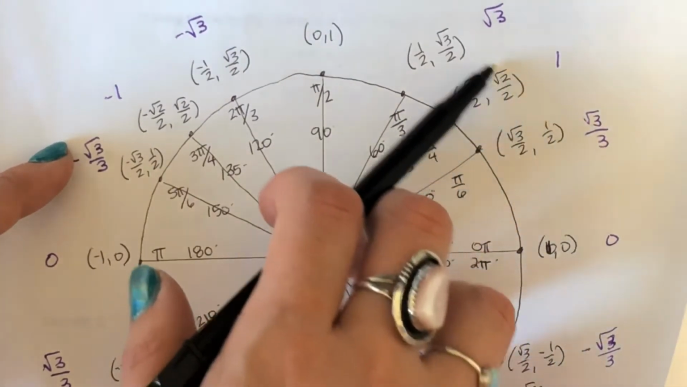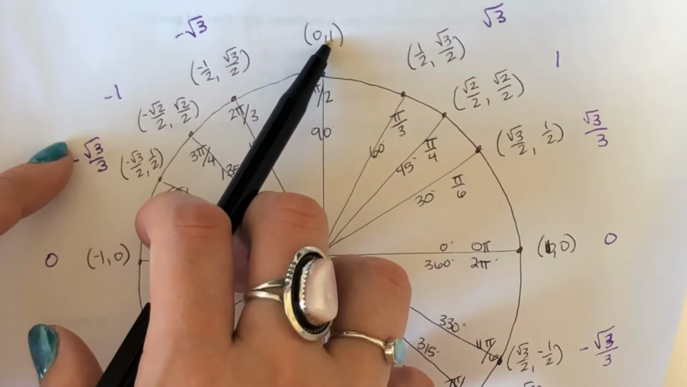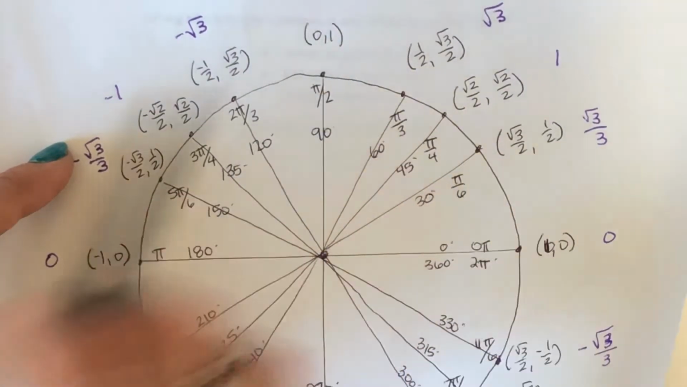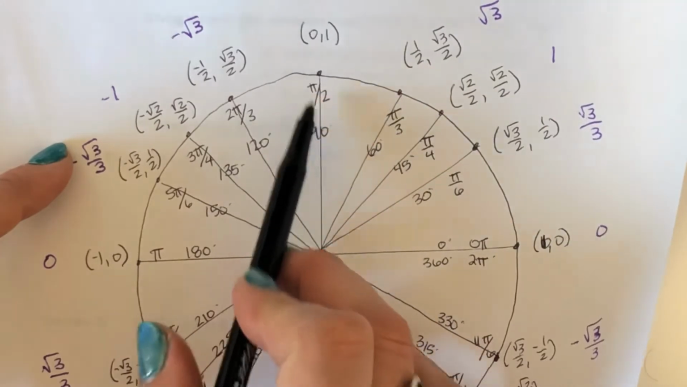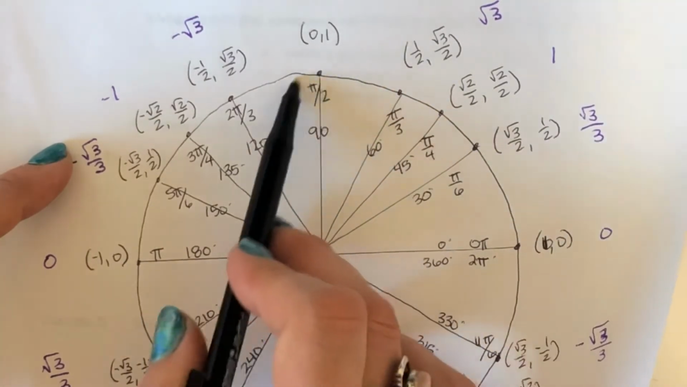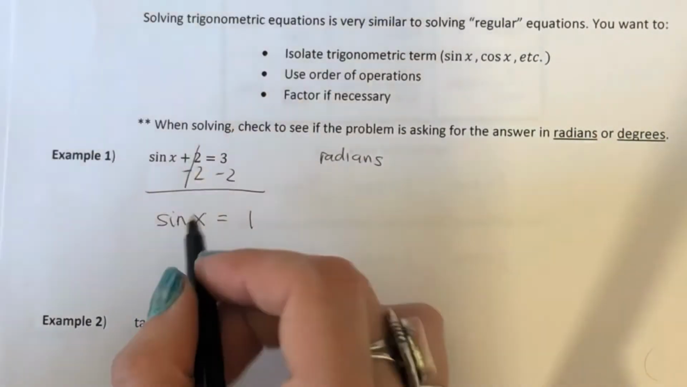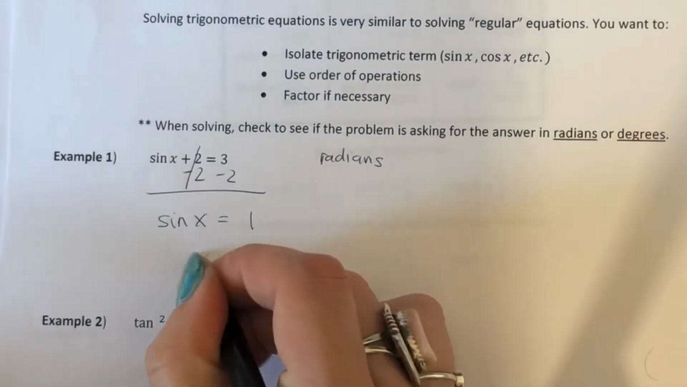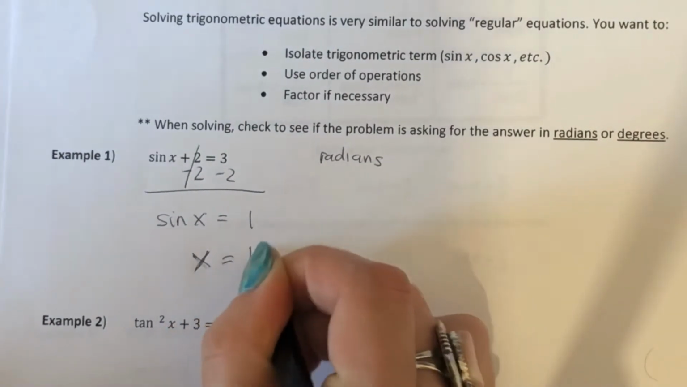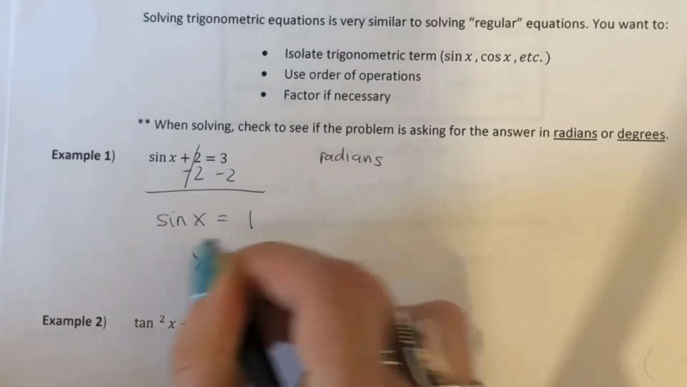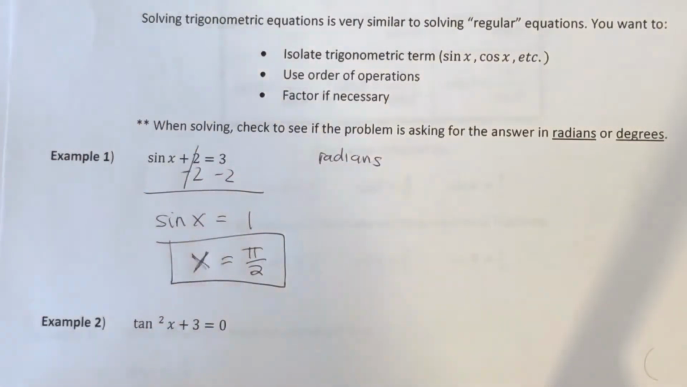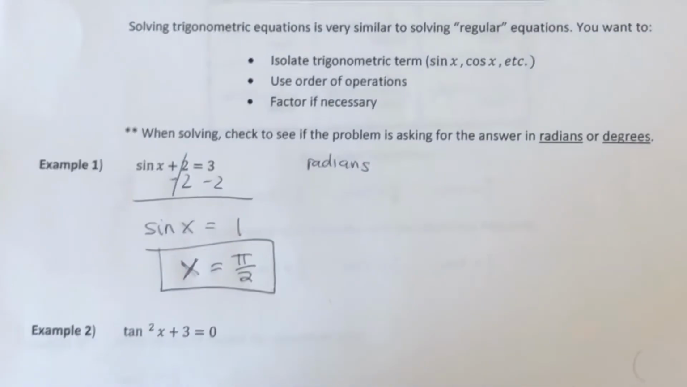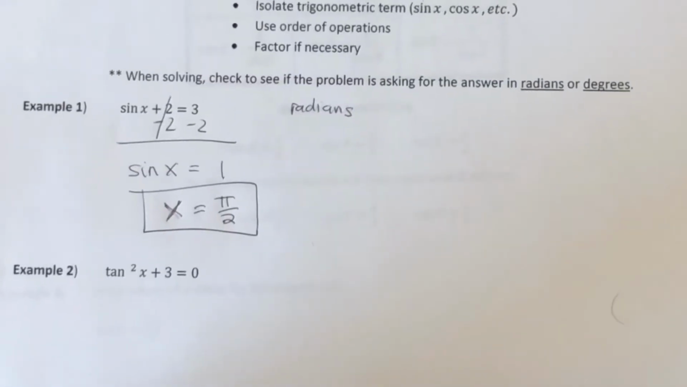So we're looking, when does sine equal 1? And that's here at 90 degrees or pi halves. So then again, depending on if you're giving your answer in radians or degrees, you would take one of these. So we want radians, so we're going to do pi halves. So sine equals 1 when x is equal to pi over 2. So that would be your answer. So that's an example of an easy one. They do get harder than that. So let's keep going. You'll see some harder ones.